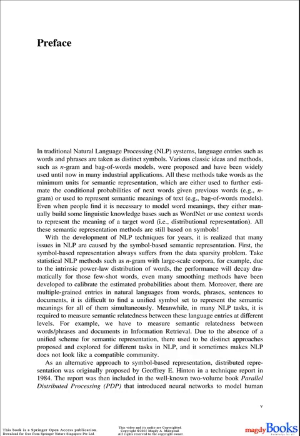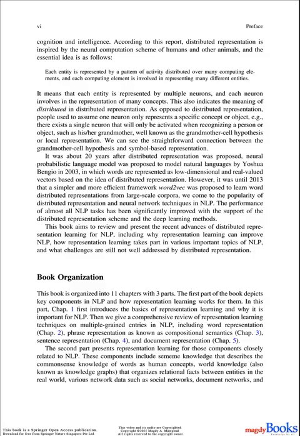As an alternative approach to symbol-based representation, distributed representation was originally proposed by Geoffrey E. Hinton in a technical report in 1984. The report was then included in the well-known two-volume book Parallel Distributed Processing, PDP, that introduced neural networks to model human cognition and intelligence. According to this report, distributed representation is inspired by the neural computation scheme of humans and other animals, and the essential idea is as follows.